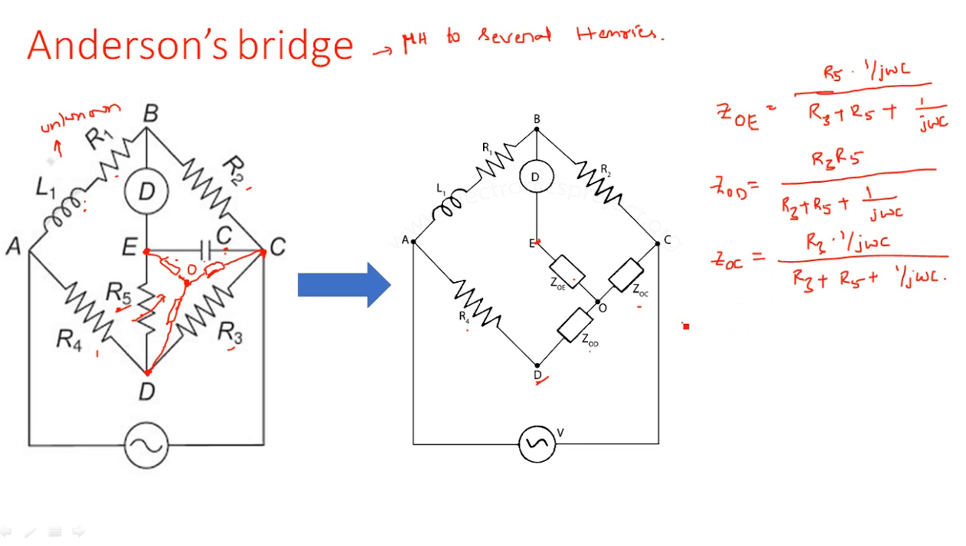Once this is clear, what we can write: Z1, the first impedance, is equal to R1 plus J omega L1. And Z2 is equal to R2. And Z3, take it as in our normal conventional notation, whichever impedance is present over here. But now Z3 is not only R4, it has a series impedance, this ZOD. So we can write R4 plus ZOD. And Z4 is nothing but ZOC. Hope you understand how we have taken Z1, Z2, Z3, Z4.